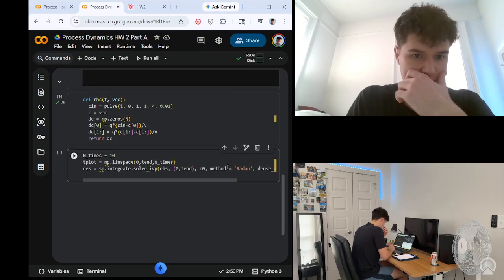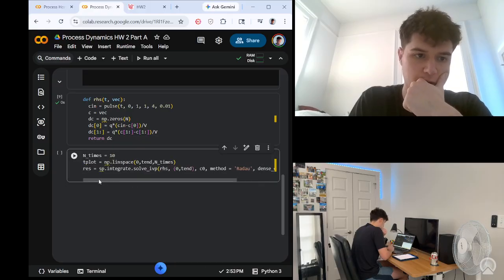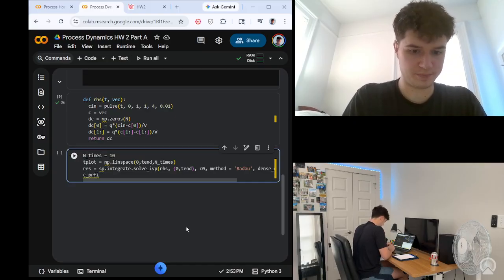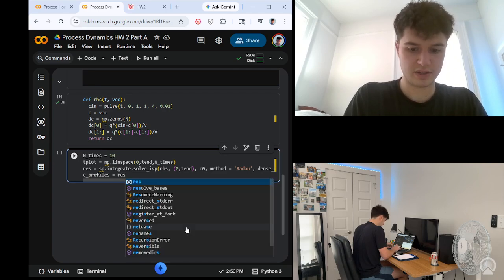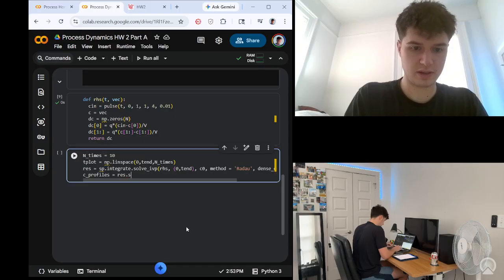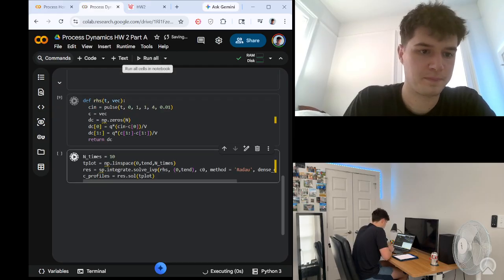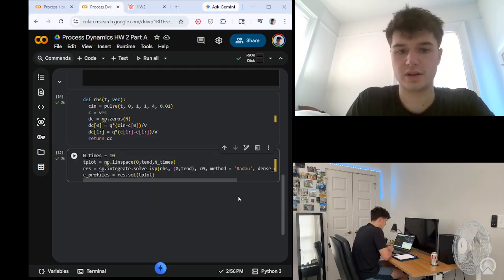Let me read over this to make sure. Method Radau, dense output, yep, okay. And then the last thing we want is the concentration profiles, so we are actually able to see all of the calculations that Colab has done and analyze them. And this is going to be C_profiles equals res.sol, and we want to be getting these values from the t plot. So let's run this to make sure everything's okay. Green check, so we're able to continue.